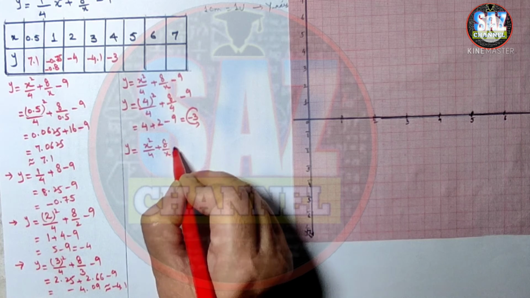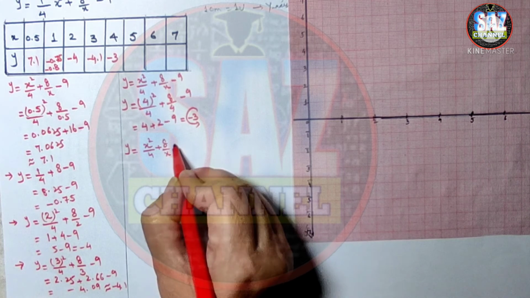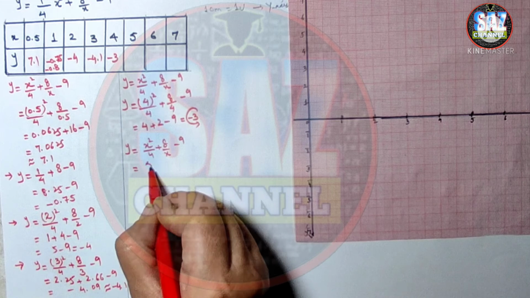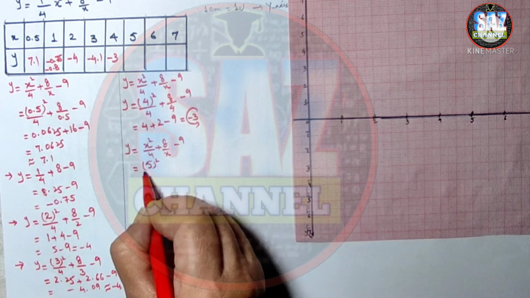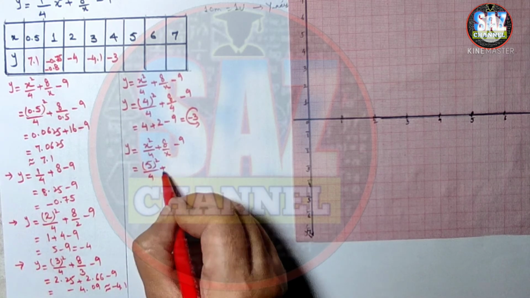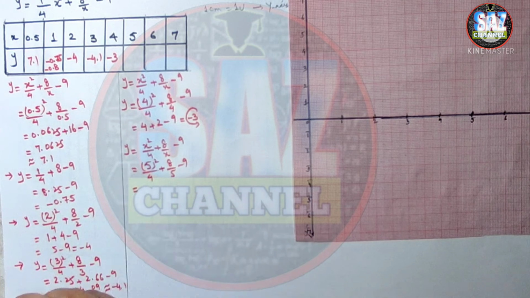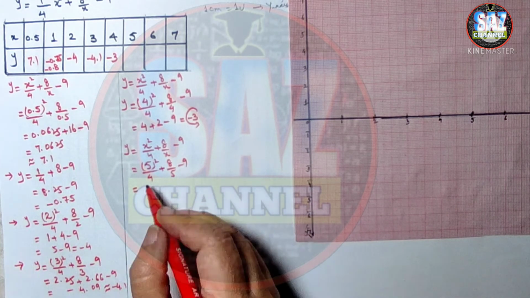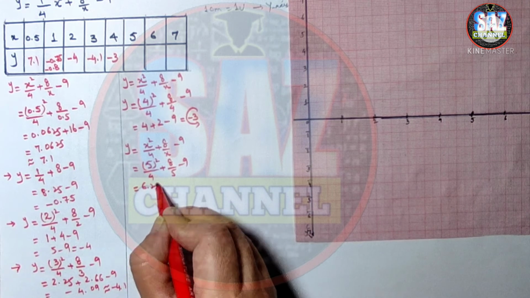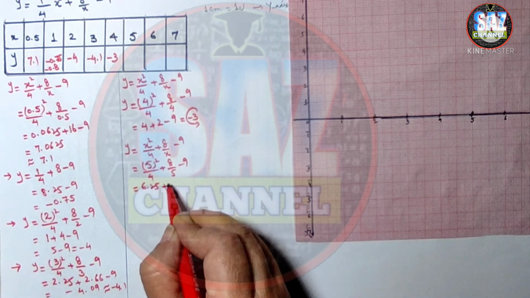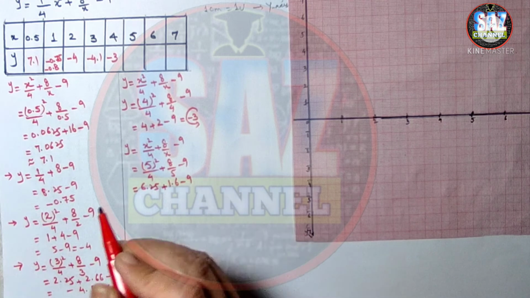The next value: y equals x square by 4 plus 8 over x minus 9, and I have to replace x by 5. 5 square by 4 plus 8 by 5 minus 9. 5 square is 25, 25 by 4 is 6.25, plus 8 divided by 5, 1.6, and minus 9.